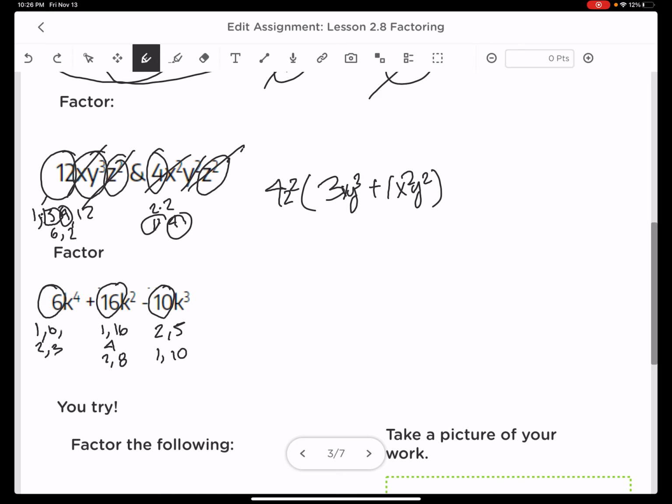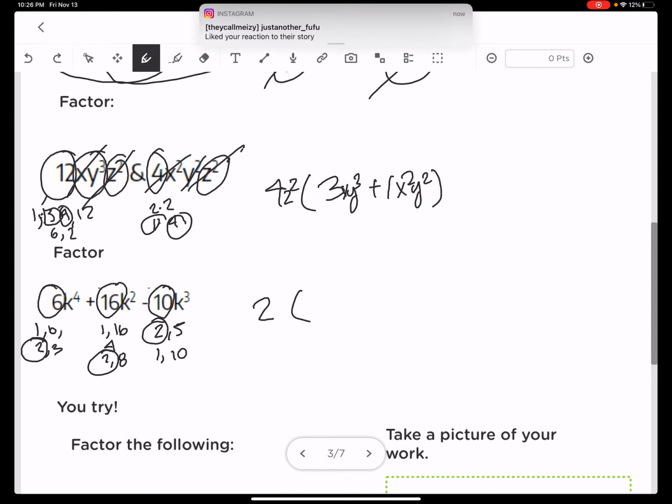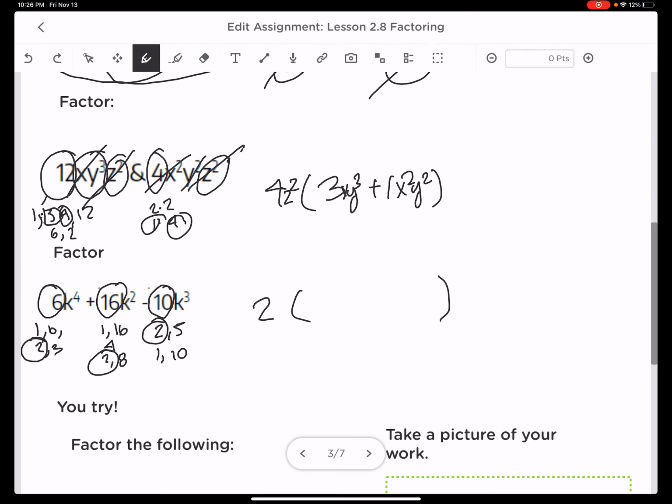So we're going to look here, and the only common factor, the greatest common factor that they have is that 2. So we're going to pull that 2 out. So now we know that 2 times 3 will give us that 6. We know that 2 times 8 will give us that 16. And we know that 2 times 5, but again, we have to remember that it's a negative, is going to give us that 10. Now we're going to look at our k's.